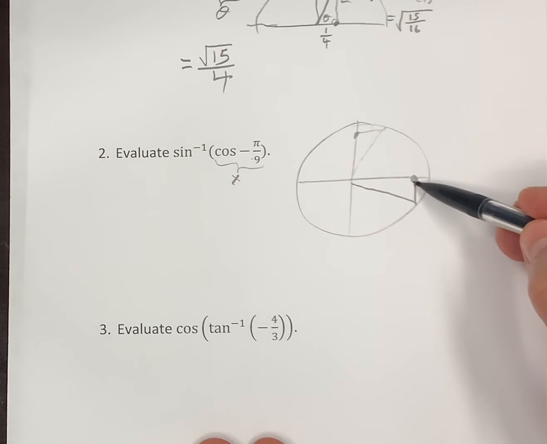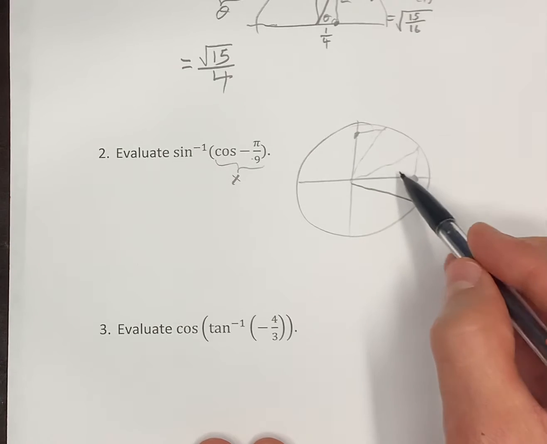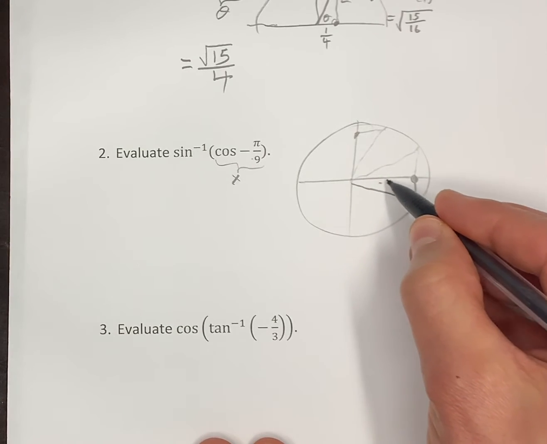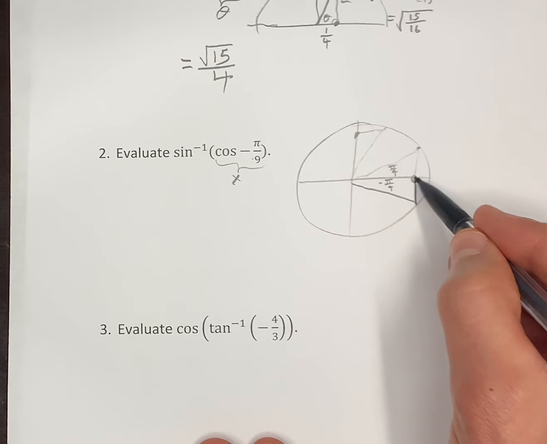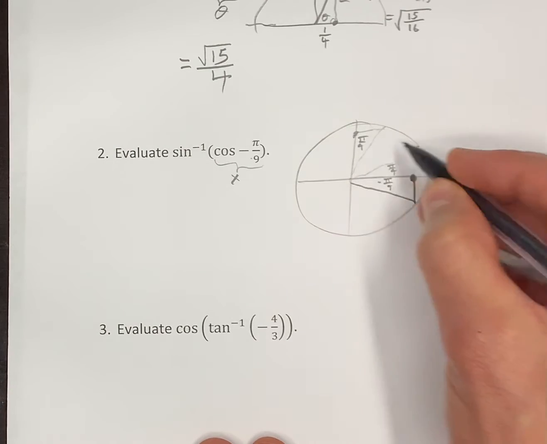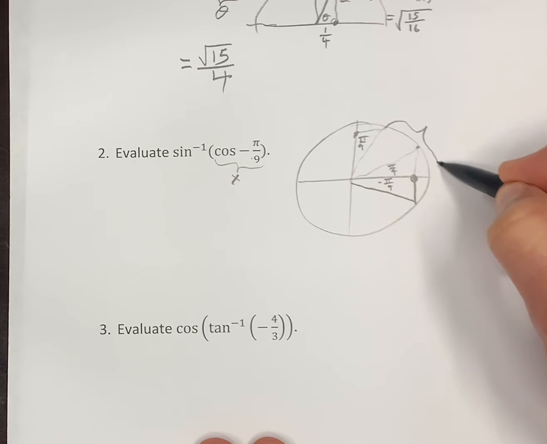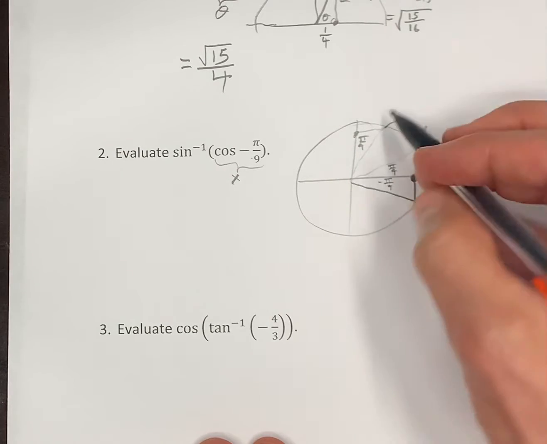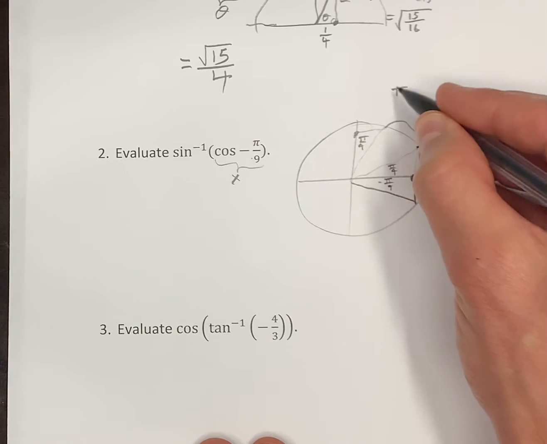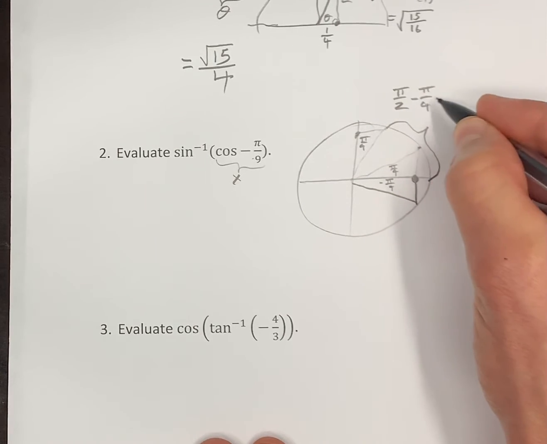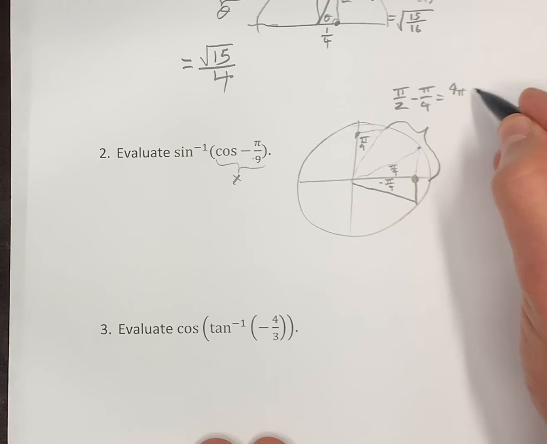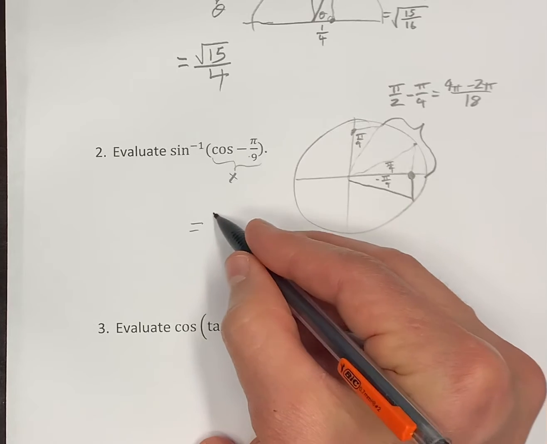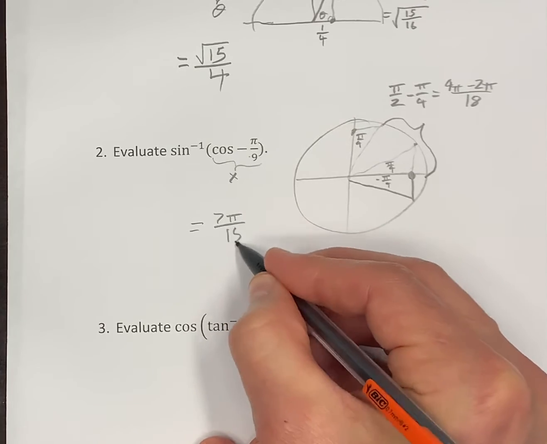So imagine you had that picture right here. You happen to know that this angle is negative pi over 9. So this angle would be positive pi over 9. So if you're mirroring that picture, this piece is pi over 9. And the question really is, how far is this piece left here? Well, the whole thing is pi halves. So you've got pi halves minus pi over 9. The least common denominator is 18. So this is 9 pi over 18 minus 2 pi over 18. And so your answer is going to come out as 7 pi over 18.